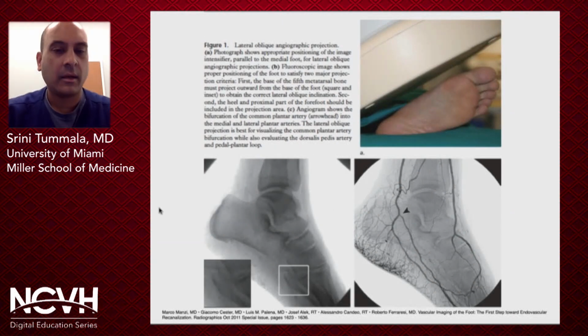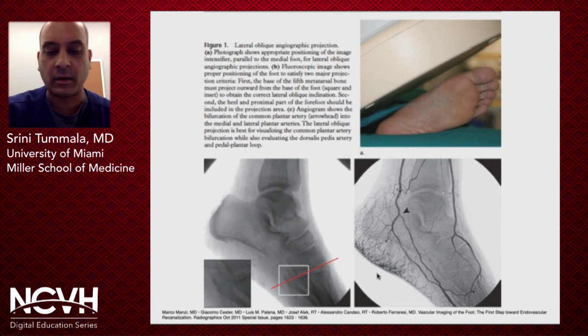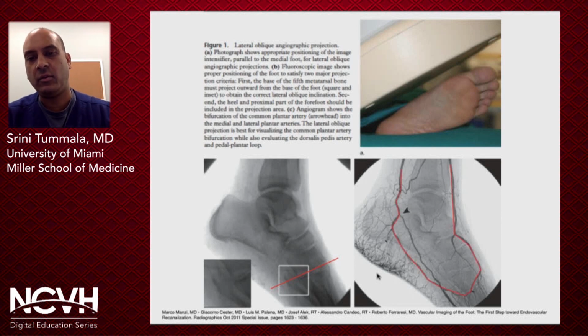So when you're imaging the foot vessels in the lateral view, you really want to get a lateral foot x-ray. And what you're trying to do is profile the base of the fifth metatarsal. And typically, if you draw a line like this, you want this line to intersect the base of the fifth. And the reason for that is because it basically opens up or splays the medial and lateral plantar arteries so that you get a good look at the pedal plantar loop. And that helps you optimize your imaging.